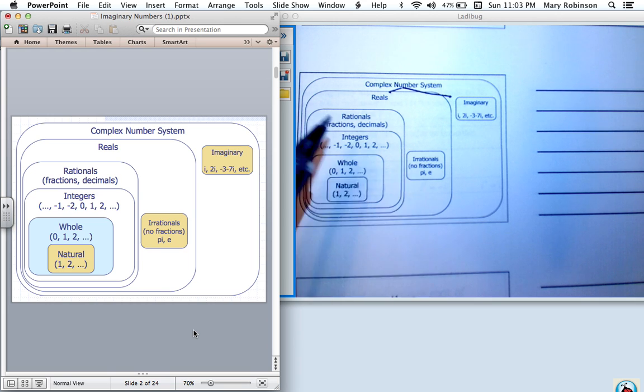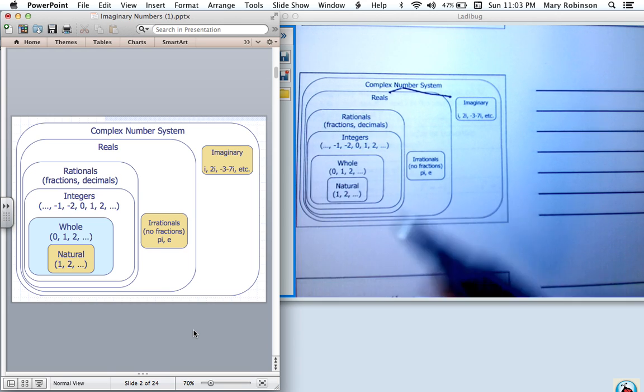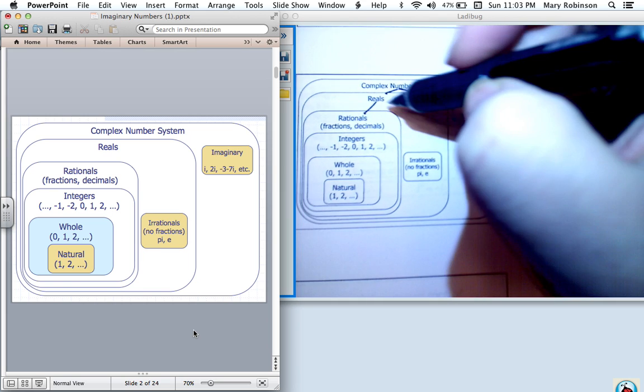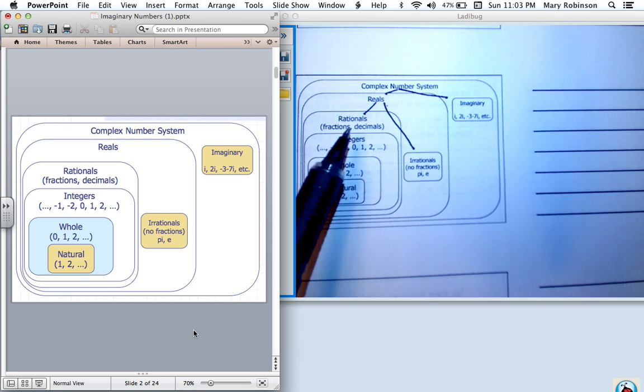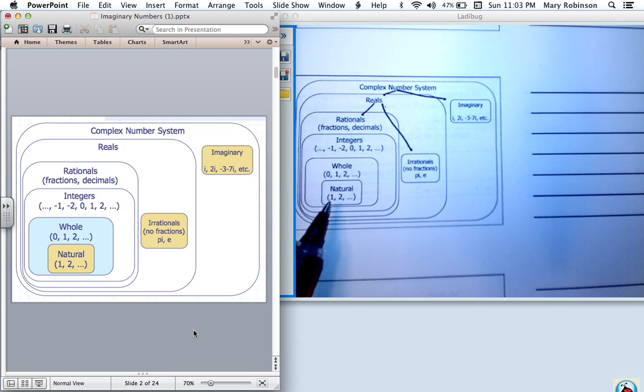So real numbers you should already know about. Real numbers are made up of both rational and irrational values. Rational values are numbers that can be natural numbers, which are your counting numbers starting with 1, as in 1, 2, 3, 4, etc. Whole numbers include the set of natural numbers with the addition of the number 0. Integers are the positive and negative set of whole numbers.